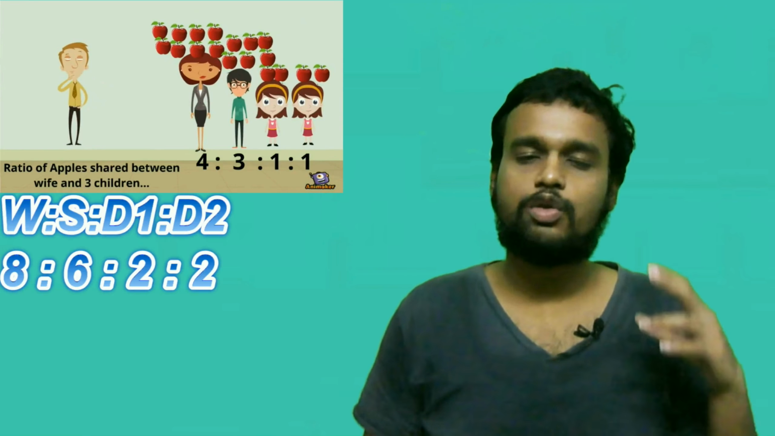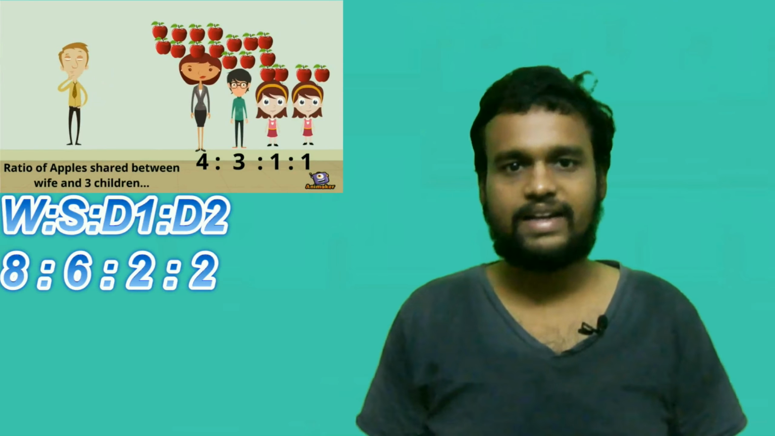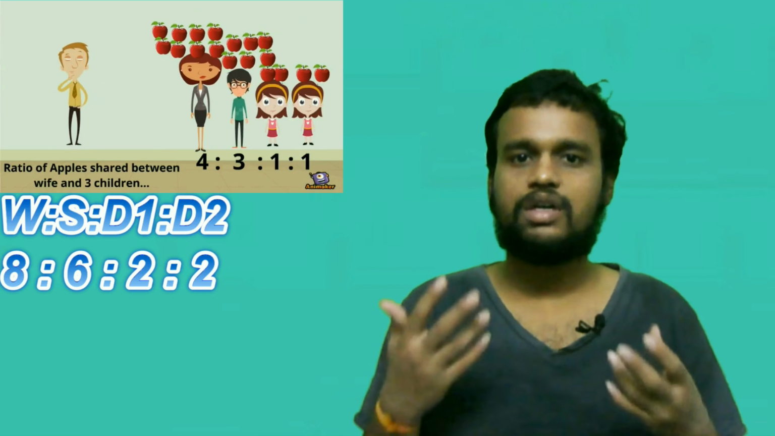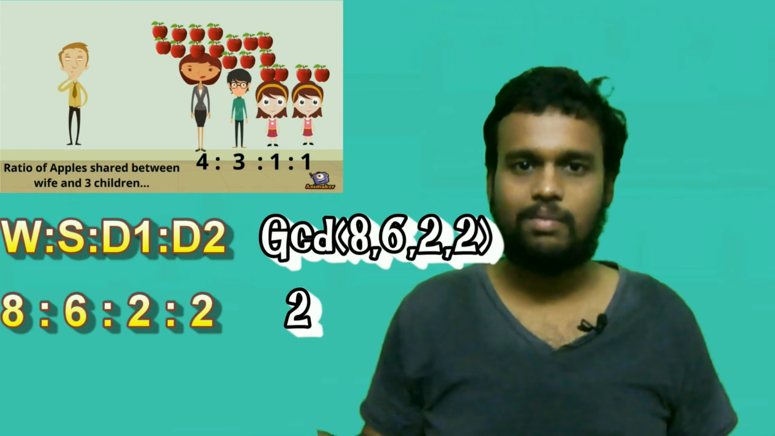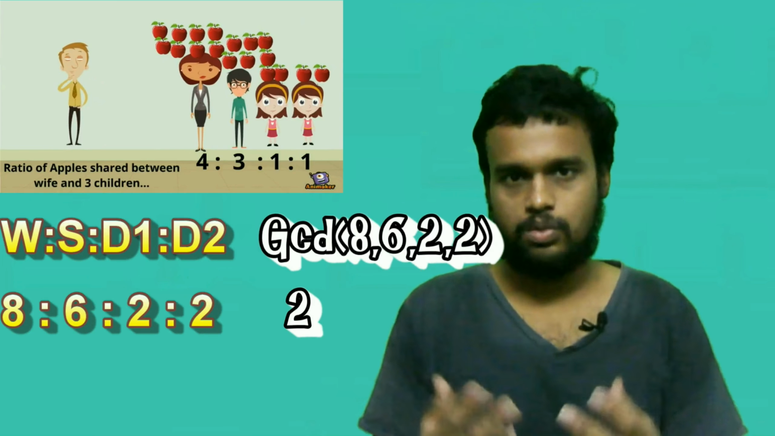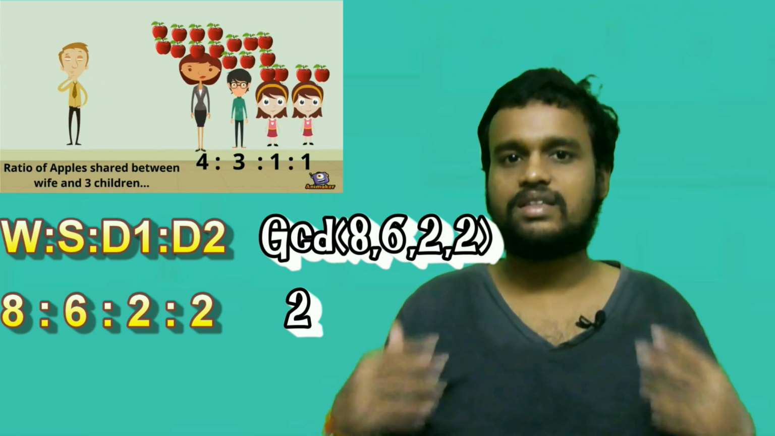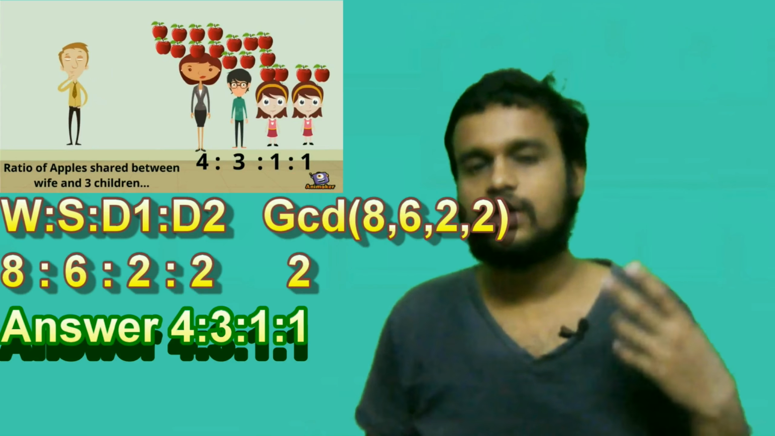Okay, after seeing this example, you would have noticed that the woman gets 8 apples, the son gets 6, and both the daughters get about 2 apples. So this is not a simplified form, because the greatest common divisor of the 4 numbers is 2. So that is not a simplified form. So we will divide all the numbers by 2. As a result, you will get the simplified ratio as 4:3:1:1.